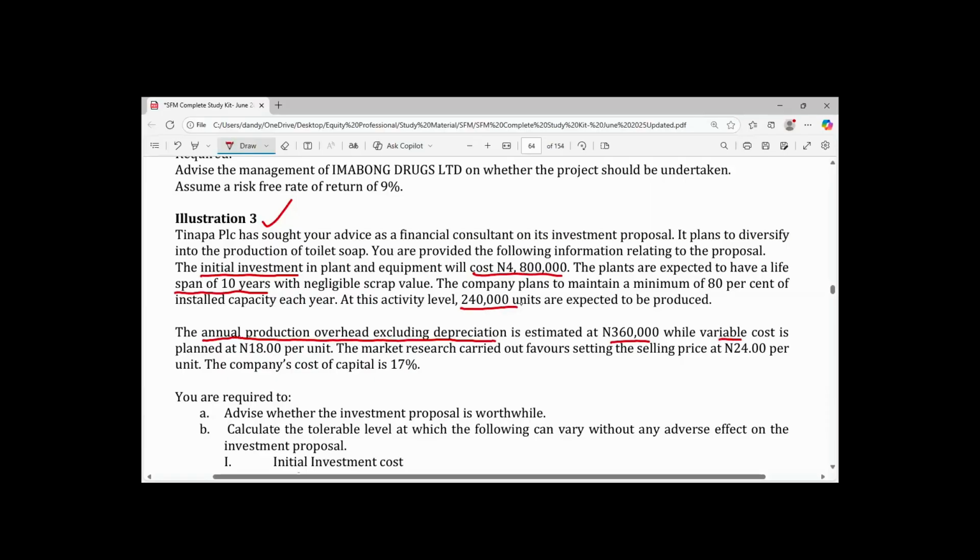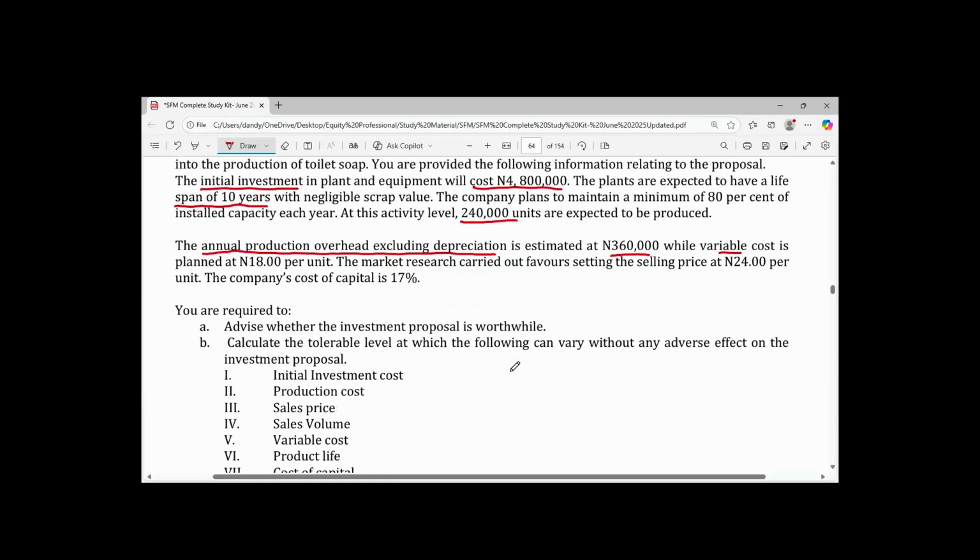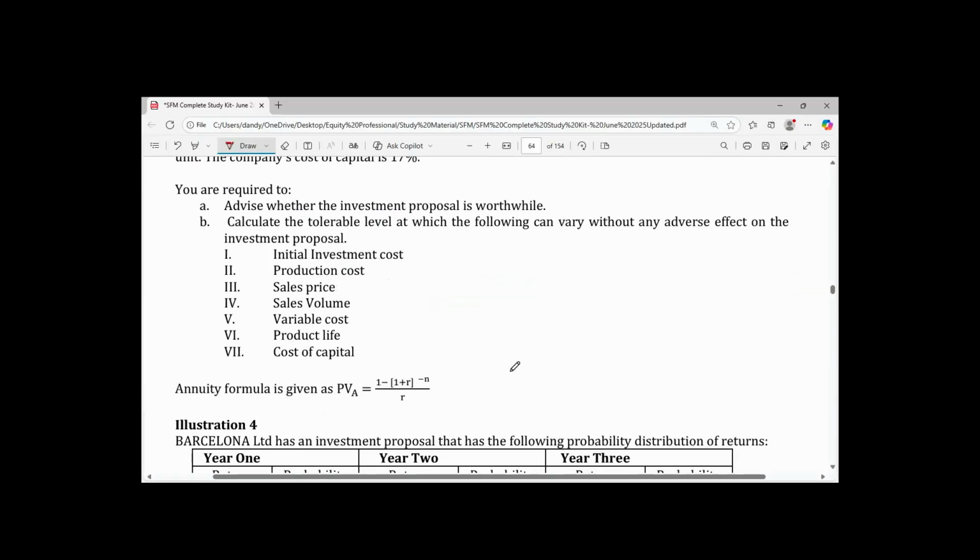The company's cost of capital is 17%. You are required to advise whether the investment proposal is worthwhile. B. Calculate the tolerable level at which the following can vary without any adverse effect on the investment proposal. 1. Initial investment cost. 2. Production cost. 3. Sales price. 4. Sales volume. 5. Variable cost. 6. Product life. And then 8. Cost of capital. Annuity formula is given as below.